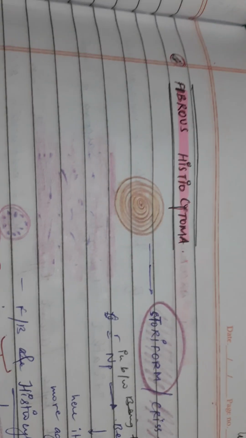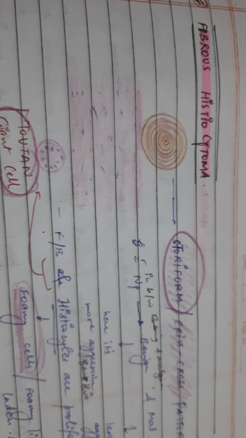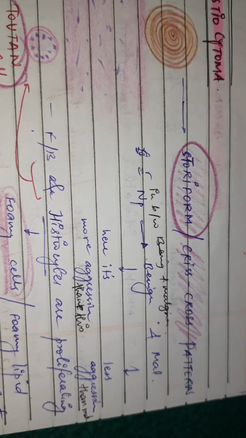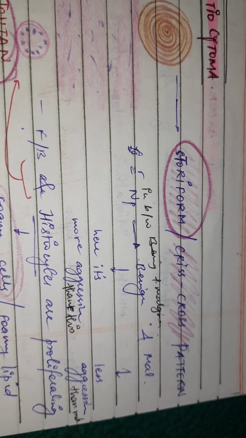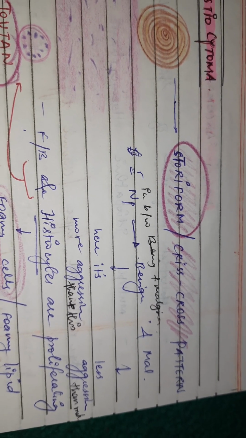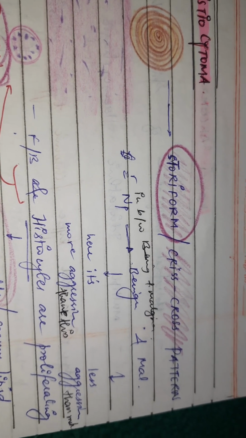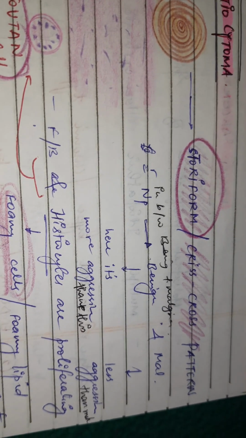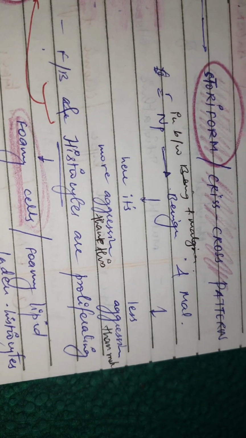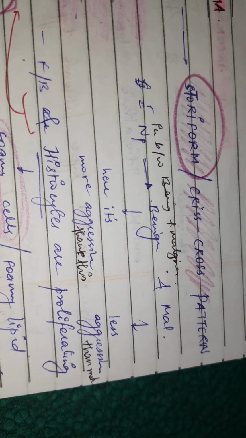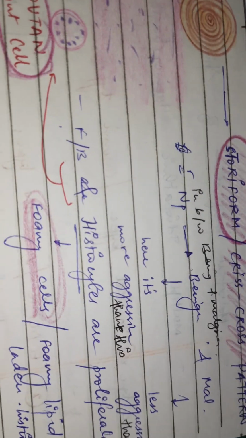Then fibrohistiocytoma. It shows a storiform crisscross pattern. It is seen in between benign and malignant neoplasm. It is a neoplasm, but its features are in between benign and malignant. It is more aggressive than benign, but less aggressive than malignant.